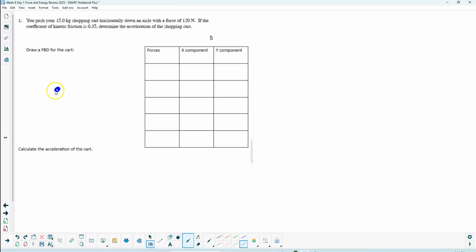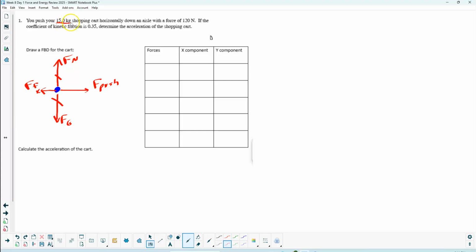So first thing you need to do is draw a free body diagram. So that dot represents the shopping cart. We are pushing it, so I'm going to say the push is going to the right. Gravity is acting on the cart, so Fg. The normal force of the floor is going to hold the cart up, so those two are going to be balanced. And then friction is going to go against the motion of the shopping cart, and technically it's kinetic friction if you want to call it that.